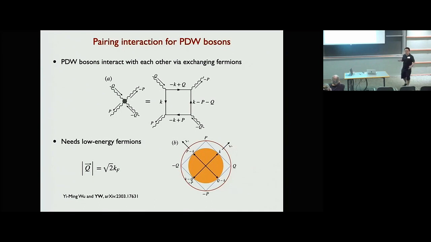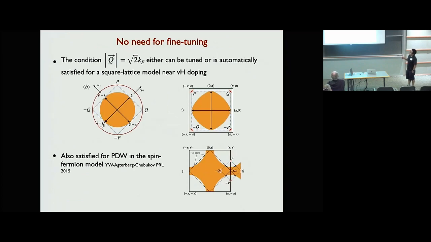You may think, okay, maybe this requires some kind of fine tuning. But it turns out it's not. In the toy, artificial model that was proposed by Srinivas Raghu's group, as I said, Q was determined by both the interaction and the Fermi surface shape. So it's actually tunable, for example, by doping. So in that case, in the continuum, it does require tuning, but doesn't require fine tuning, which is defined as tuning two parameters at once.